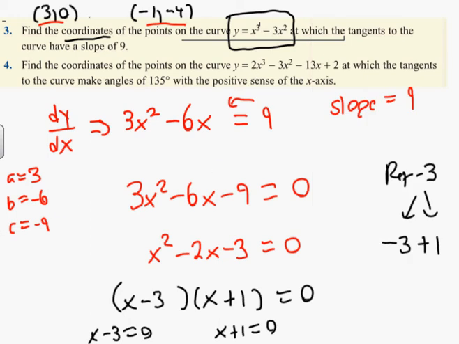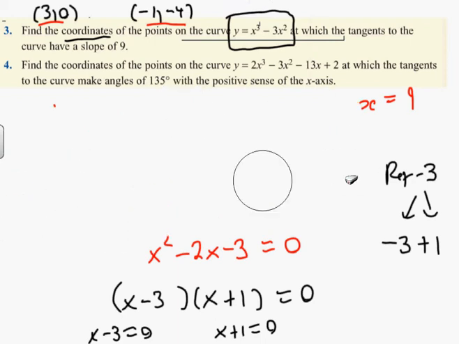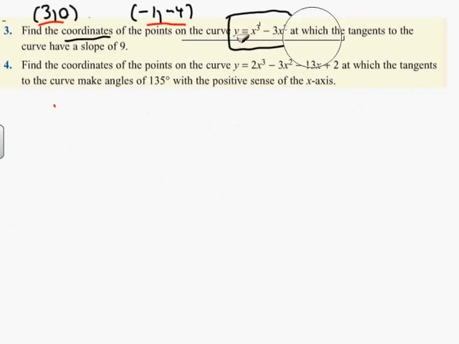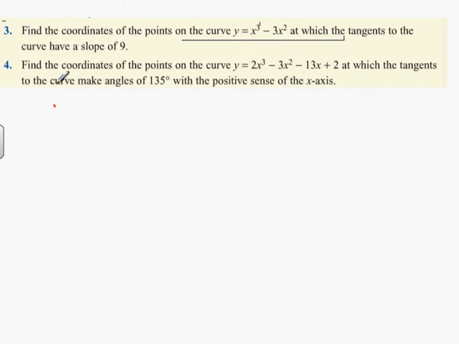Now, the next thing I need to go over with you guys is what happens with this type of question here. They'll give you two different types of question. They'll either say find the coordinates of the points on the curve, this curve here, which tangents to the curve makes an angle of 135 degrees with the positive sense of the x-axis. What on God's green earth does that mean?